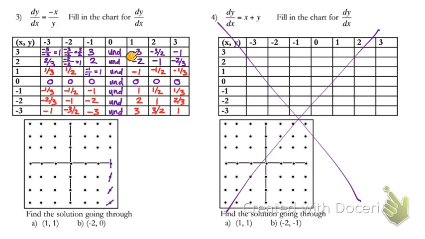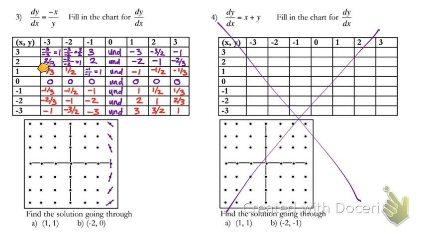Then up here, it goes -3, -3/2, and -1. So -3 would be a pretty steep line, but facing backwards. -3/2 is a little less steep, but still facing backwards. And -1 would be the flattest of them and facing backwards.